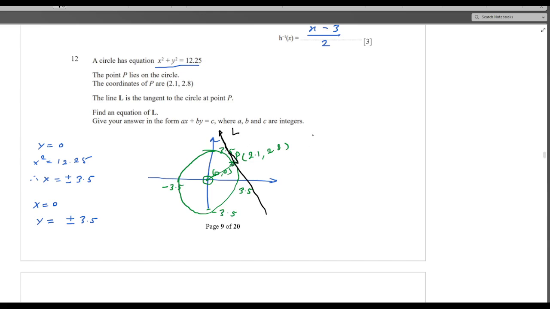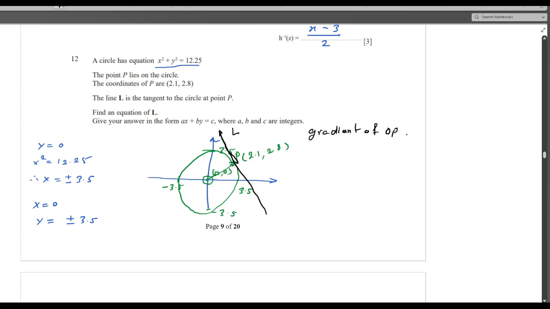Now if we find the gradient of OP, as the coordinate of O is (0, 0), the gradient of OP is going to be 2.8 divided by 2.1. So 2.8 divided by 2.1, the result is 4 divided by 3. As OP is perpendicular to your line L, therefore we say that the gradient of line L is minus 3 divided by 4.